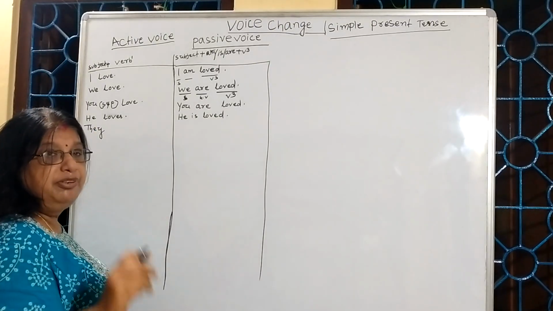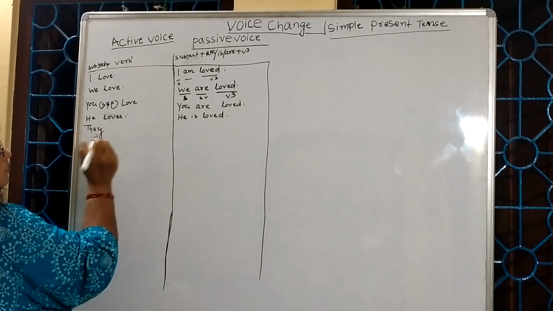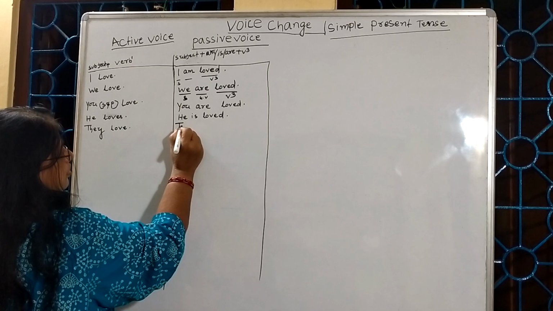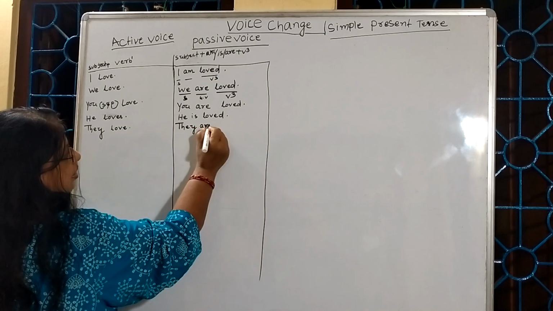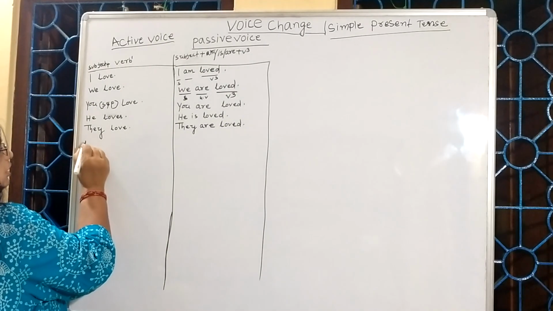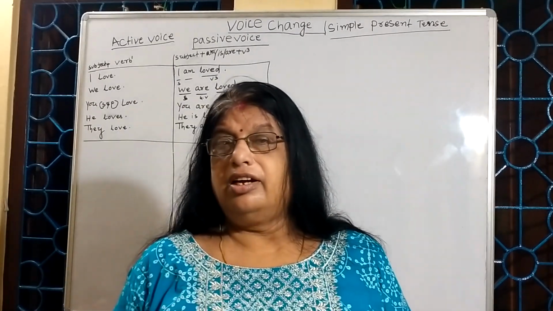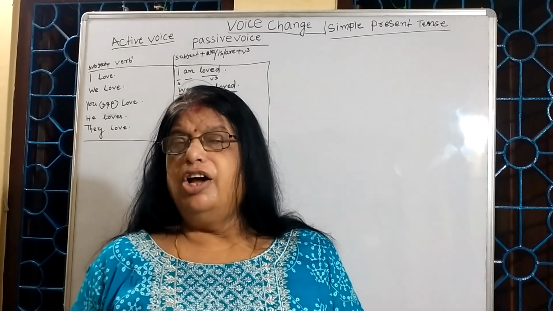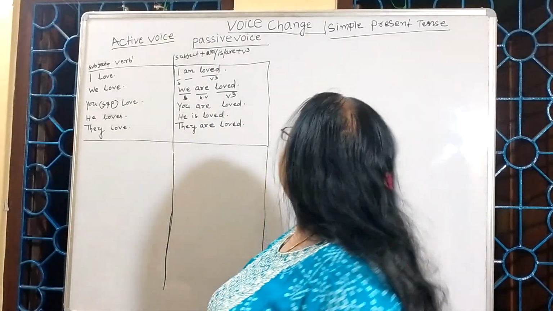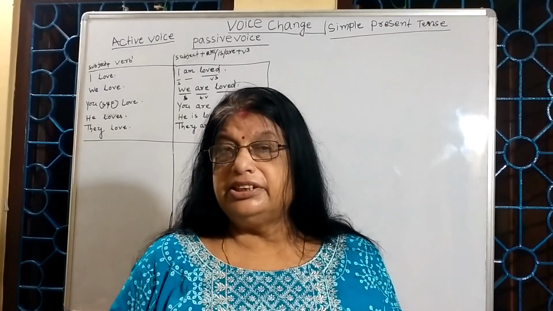In my previous video, 10th chapter, you will see. They love. It is third person plural. So as usual, verb 1 will come. They love. They are loved. So this happens when we simply talk within one subject and one verb, the sentence ended. So that transformation will be likewise. But if we join object and different complements, then it will be lengthy.